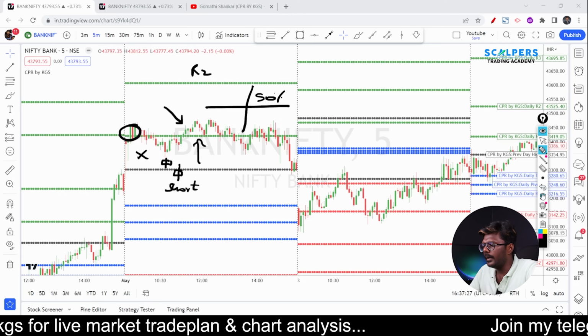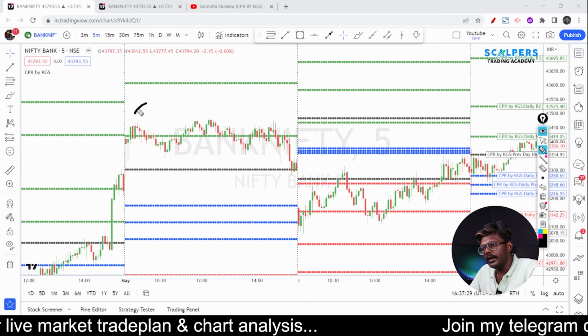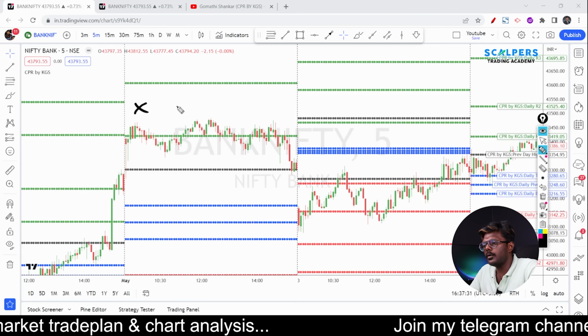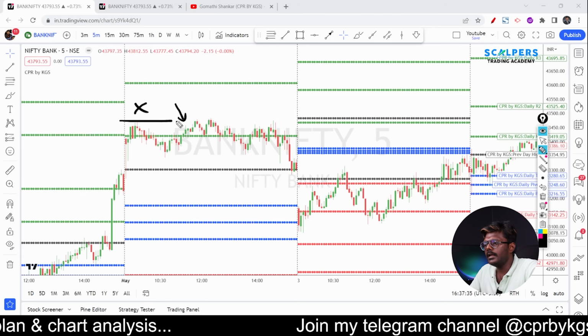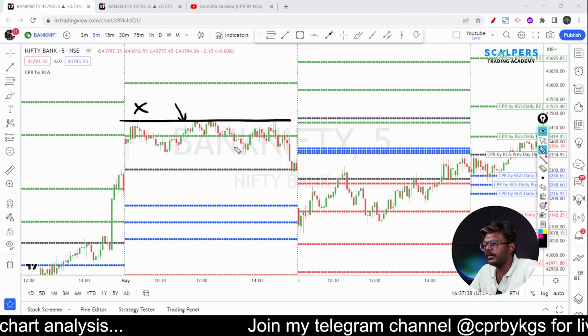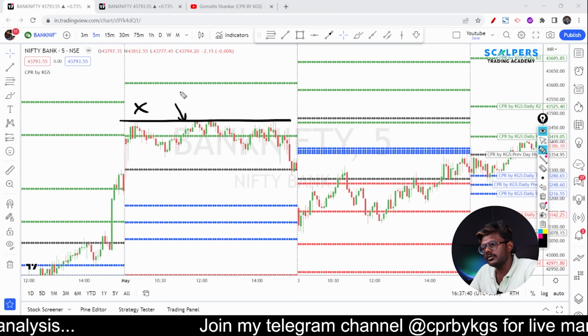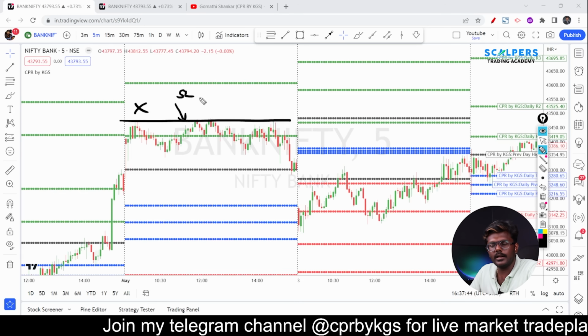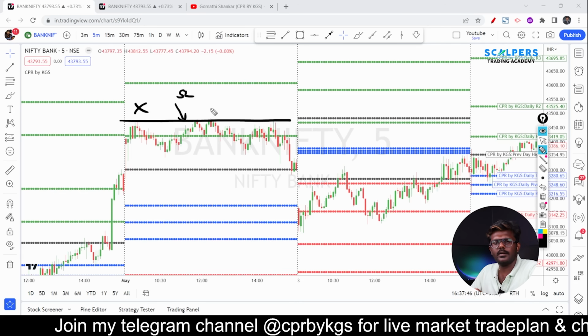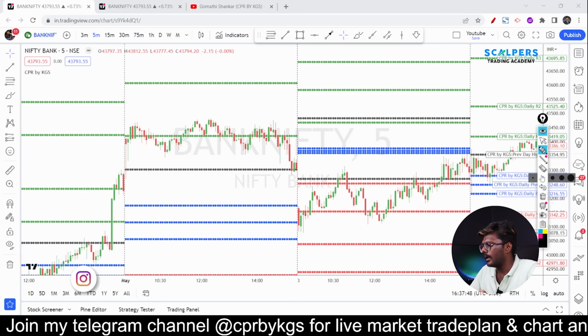So on this day, you can probably avoid it, or you can look for an opportunity when R1 is broken. And you can see the market is not having any momentum at all. So after that, don't try to fight with the market. Just exit the trade with the stop loss and you are done for the day. Close your system. So on May 2nd, one stop loss is hit.